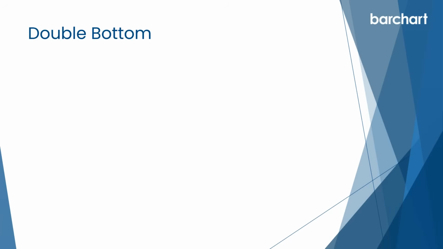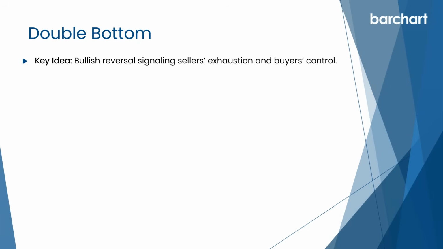All right, so that brings us to double bottoms. And the key here is this is a bullish reversal signal where sellers are exhausted and buyers take control. Now, bullish reversals can be bottoms after a prolonged downtrend or an extension of consolidation. In other words, a long period of consolidation could create a double bottom.